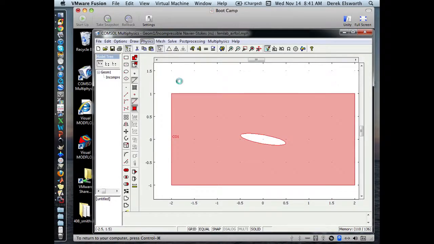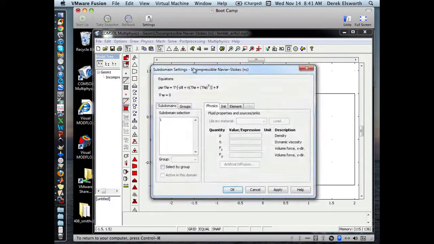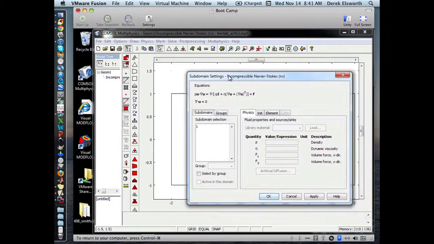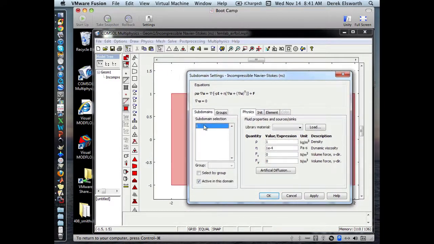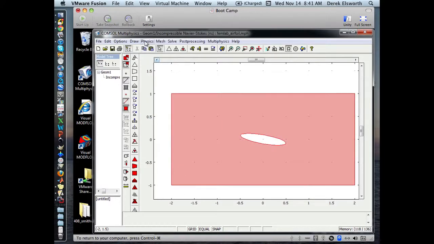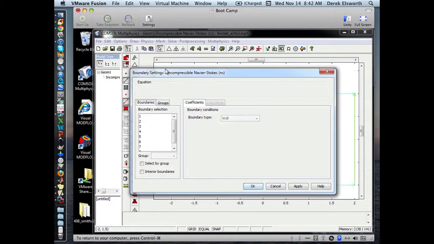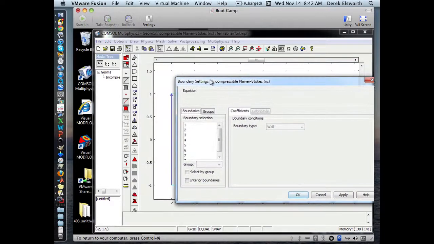This merely takes this geometry, and what it does, it allows us to put some kind of fluid properties in it. And you'll see that the fluid properties are density, this is our dynamic viscosity, what we've called mu, and also forces that we apply within the system.